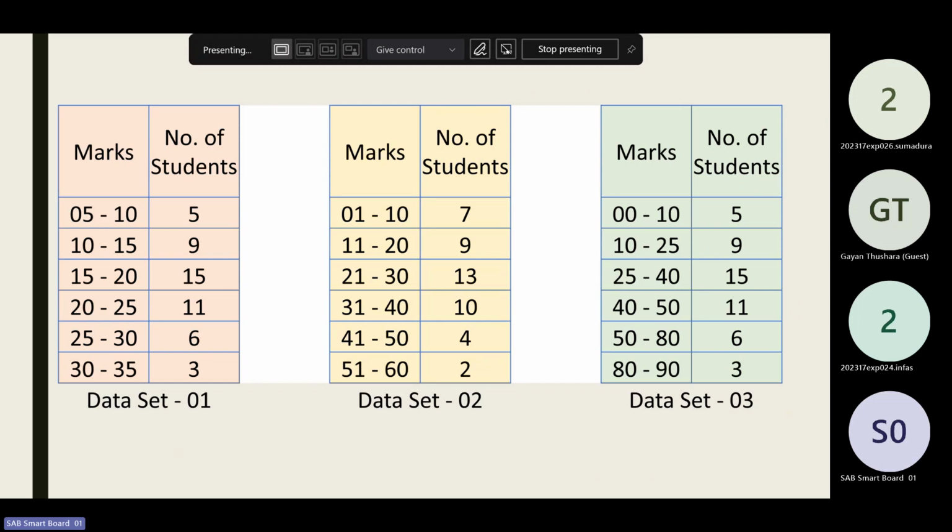Do you feel, okay, it is given in the correct form, or is there something wrong? If you feel something is wrong, for what reason do you feel it is wrong? Just check. So this is data set 1, 2, 3. Three different data sets. So what do you feel? Which one do you feel is correct and which one is not correct? If you feel it is not correct, for what reason?